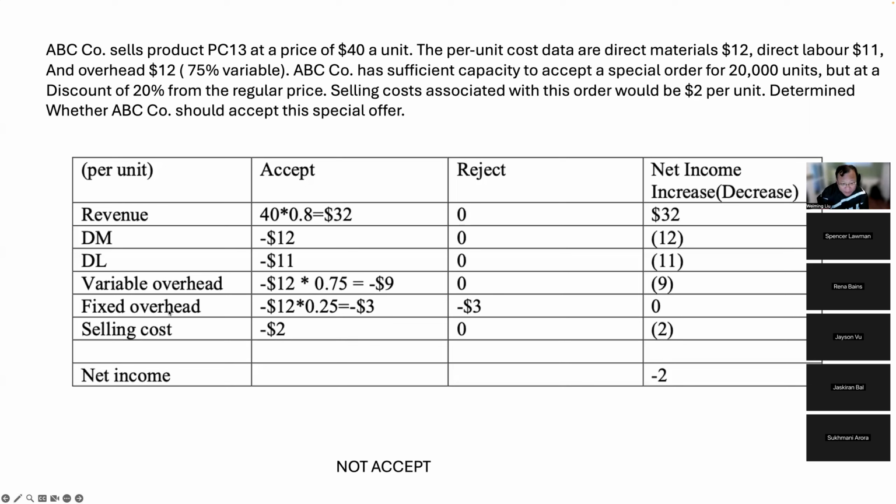Remember, it's a fixed overhead, right? So even if you reject the order, your fixed overhead is still there. You cannot eliminate that fixed overhead cost. It's going to be there. So the cost is -3 for accept, and -3 for reject as well.